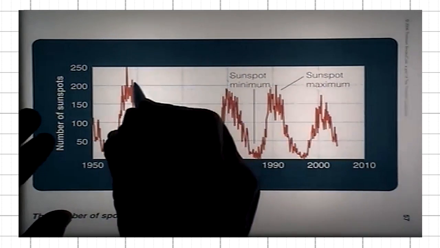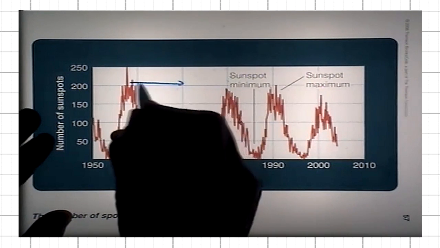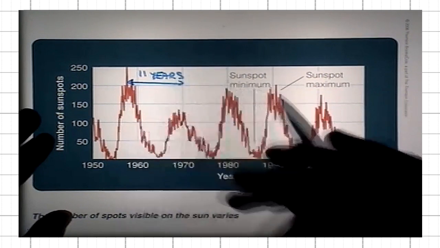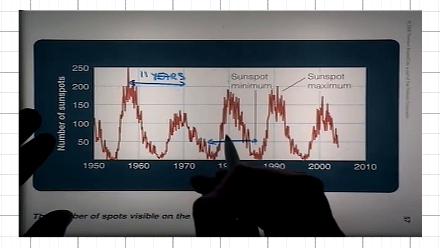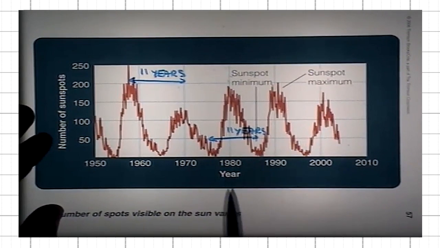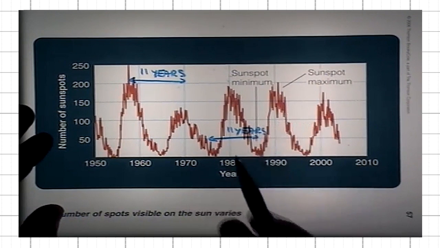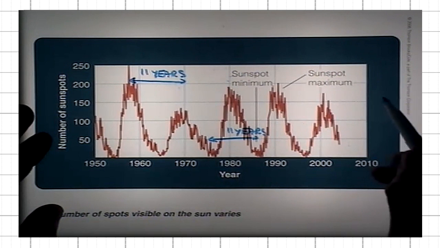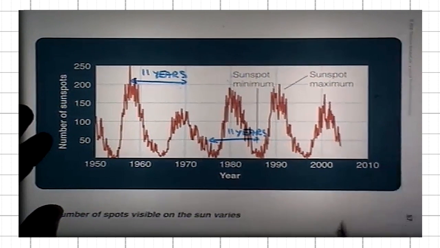And on average, the spacing between two successive maxima is 11 years. And so is the spacing between two successive minima, 11 years, okay? It's not precisely 11 years, but close to. And right now, we are near one of those solar maxima, somewhere here. Now, the sun is very active.